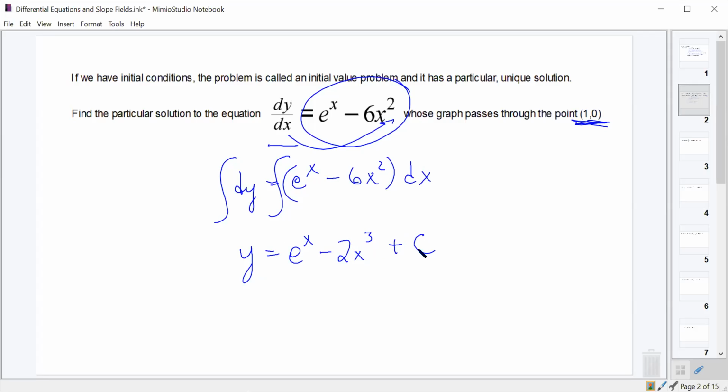There could be a constant on this side and a constant on this side, but I'll just throw one constant onto one side because it's the same thing. If this has a constant and this has a constant, it's just like having one constant somewhere.